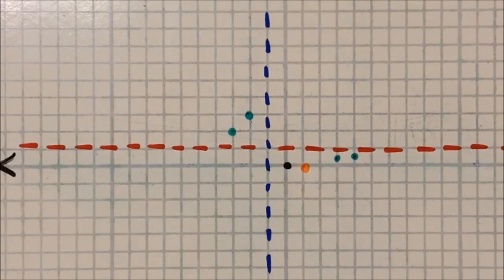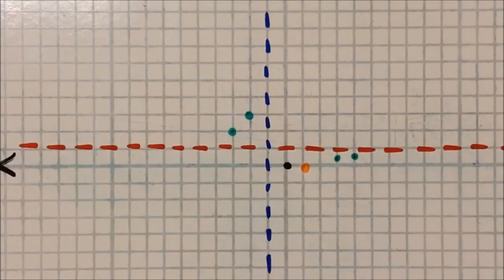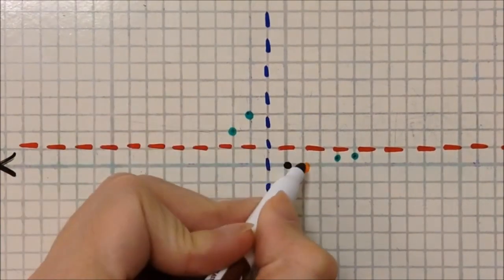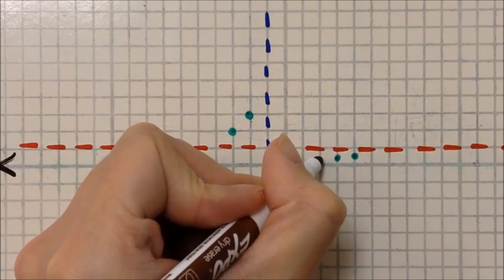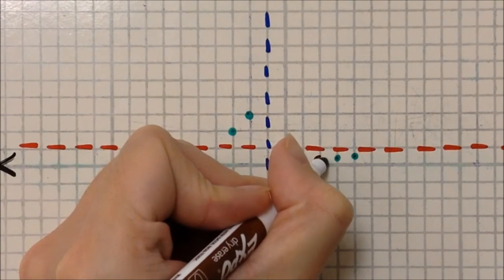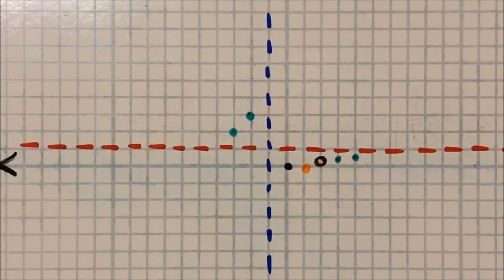Now remember, we have a hole at 2, 0.3. Excuse me. So what's going to happen at 1, 2, and at 0.3 is right here. But I'm not going to mark a dot. I'm going to do a circle because it's going to be a hole. A circle. Alright. So now, we're going to connect the dots.